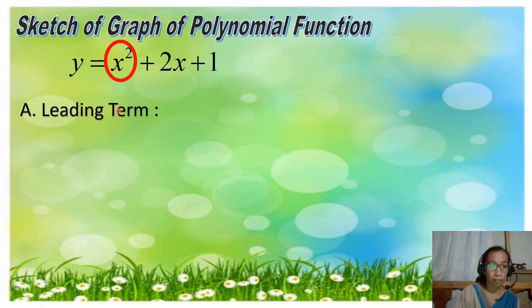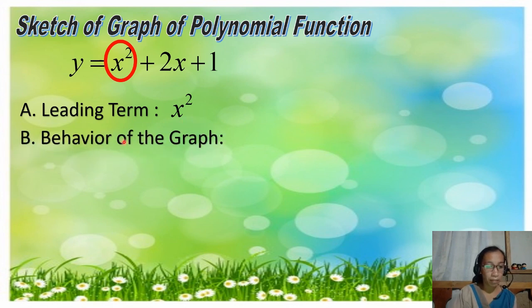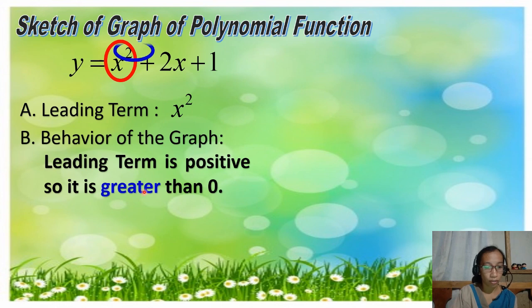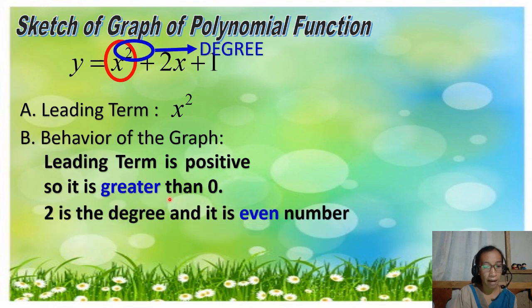So, ang leading term natin dito ay yung x squared. Kaya ang leading term, x squared. Letter B, behavior of the graph. In the behavior of the graph, the leading term is greater or positive, and the degree is 2, and that is even. So, ayan po siya. Leading term is greater, the degree is even.